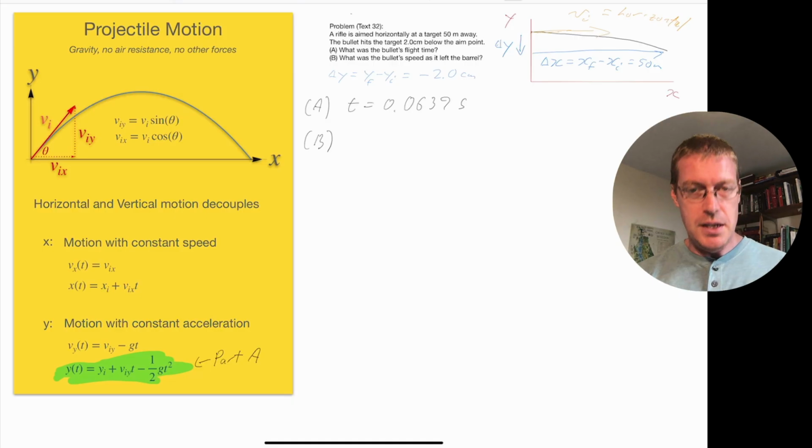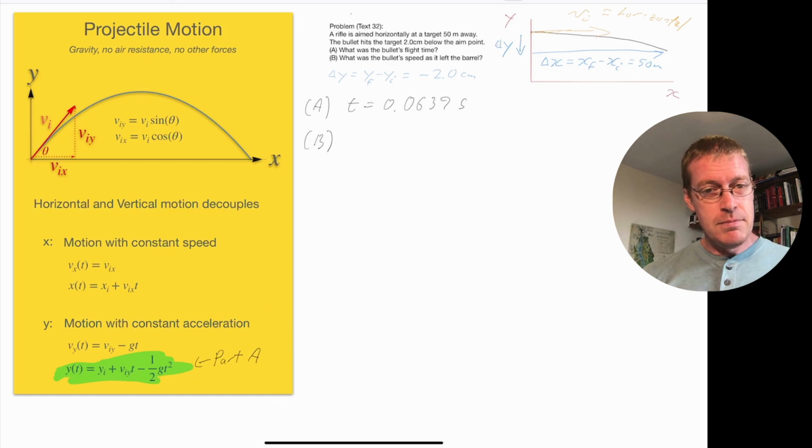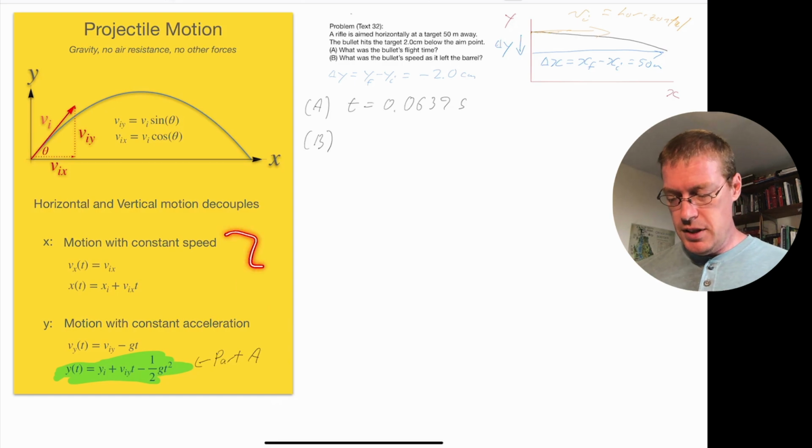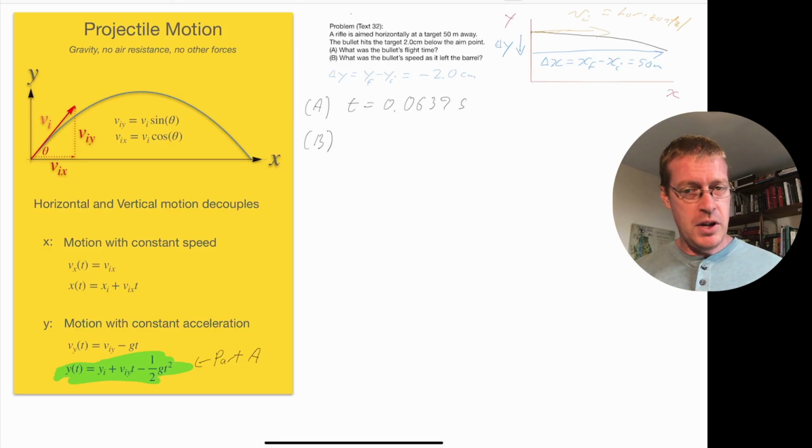Now we'll do part B. So, pro tip, if part A needed the y motion, part B is probably going to need the x motion. It's not always going to be true, but it's probably a good guess. They're probably going to try and make sure you understand all parts of the problem, and so they'll ask questions that involve all the different bits.